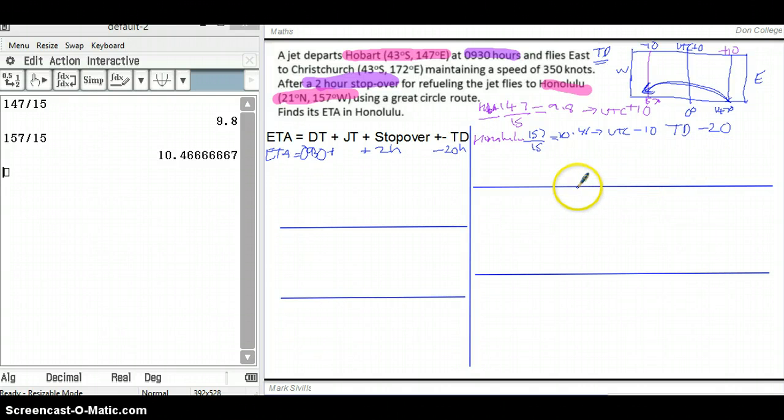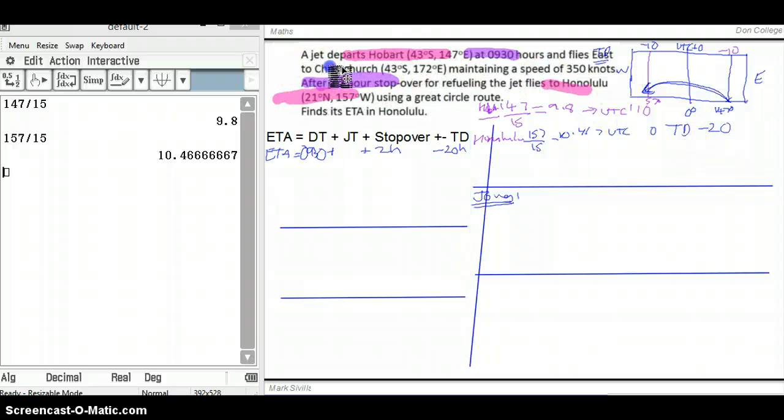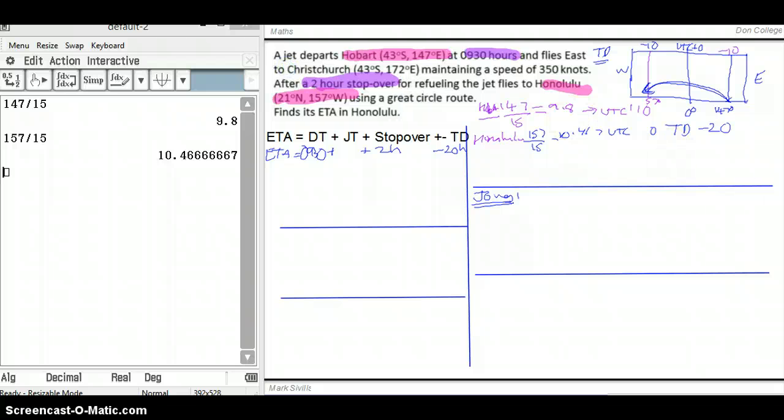Okay, the next thing we need to work out is our journey time. So to work out our journey time, first we need to know how far we've travelled. So we're going to have our first leg, journey 1. Now, journey 1 is from Hobart to Christchurch. Whoops. To Christchurch here.